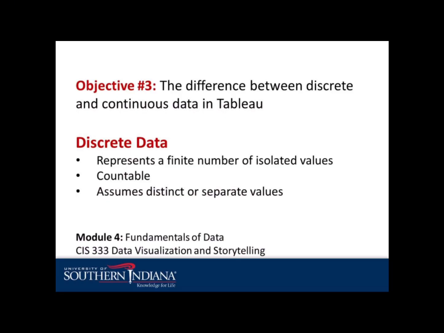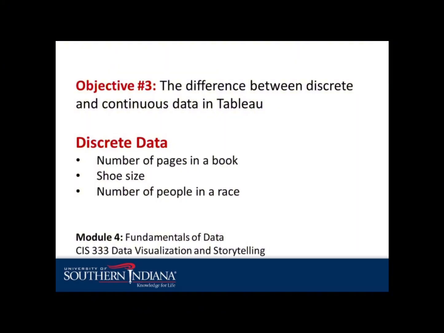So discrete data means that you have a finite number of isolated values. It's stuff you can count, and it also assumes that there are distinct and separate values. Discrete data can be numbers of pages in a book, shoe size, number of people in a race. Those are discrete things in a greater context.